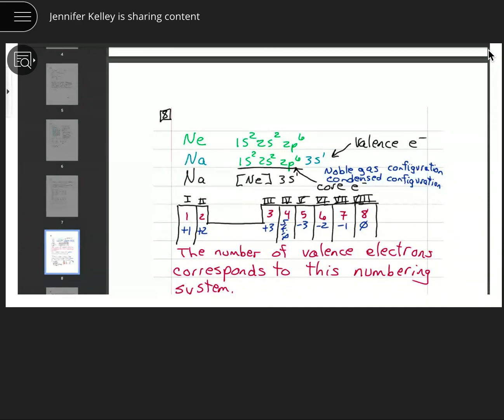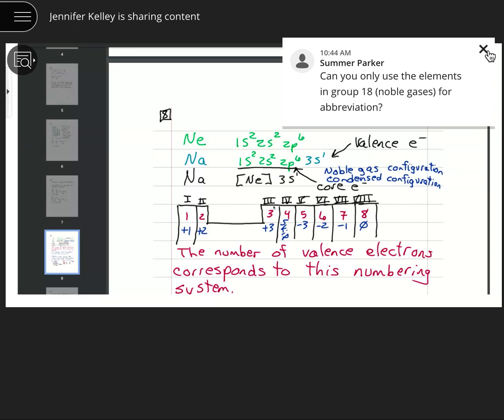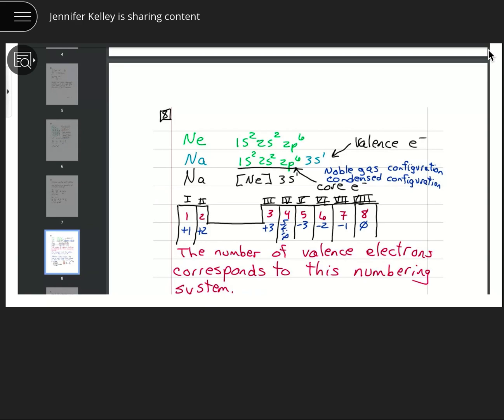Generally, you always use the noble gas that will replace as many electrons as you can, but you wouldn't want to use something that had more electrons. So for sodium, you wouldn't want to use a noble gas that had 18 electrons or something, because sodium doesn't have 18 electrons. Can you only use the elements in group 18? Yes, that is correct. You can only use the noble gases.